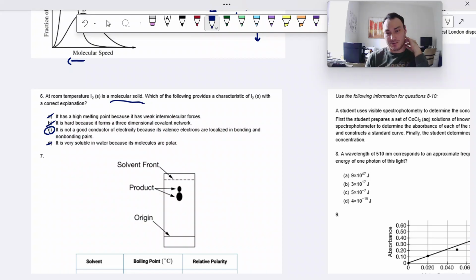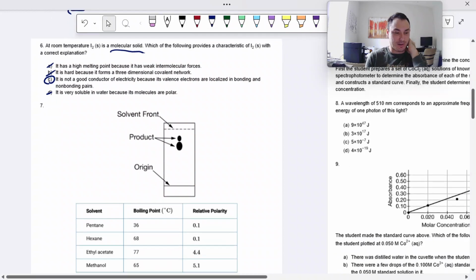I2, when it's in solid form, does not have moving electrons. It's not a metal. Only metals have those moving electrons. Ionic compounds don't have that. Molecular compounds don't have that. They need to be dissolved in order to conduct electricity.